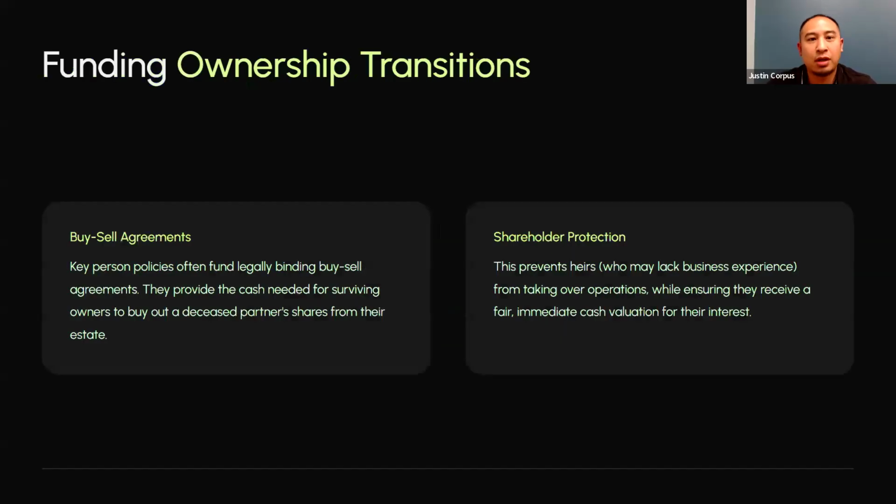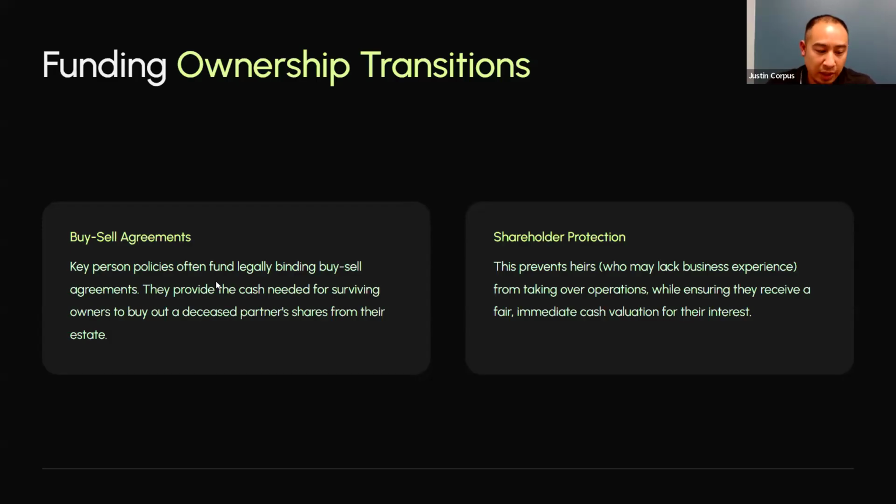So, funding ownership transitions, right? Someone passes, someone wants to leave the business. So we can use key person insurance for buy-sell agreements. Key person policies often fund legally binding buy-sell agreements. They provide the cash needed for surviving owners to buy out a deceased partner's shares from their estate, essentially saying we can pay out the spouse or whomever would receive those shares from the family, so that the business can keep going with a smooth transition. Or shareholder protection, right? Prevents heirs who may lack business experience from taking over operations while ensuring they receive a fair, immediate cash valuation for their interest.